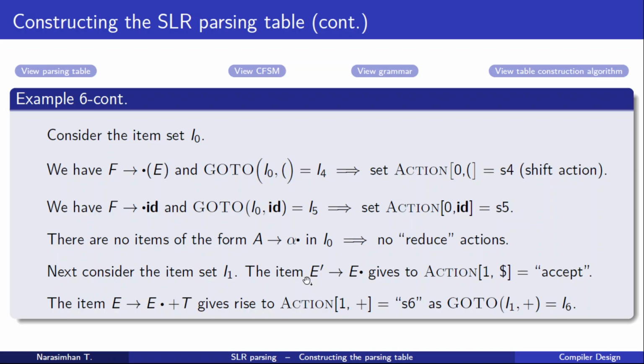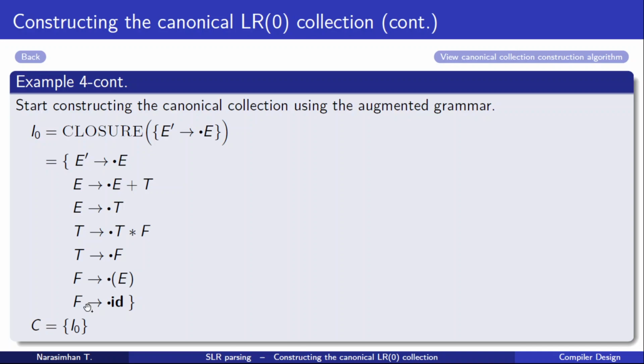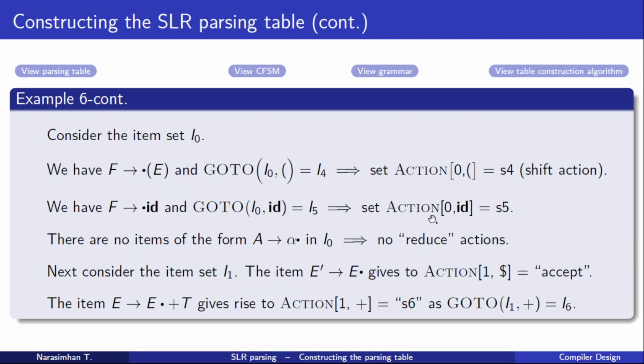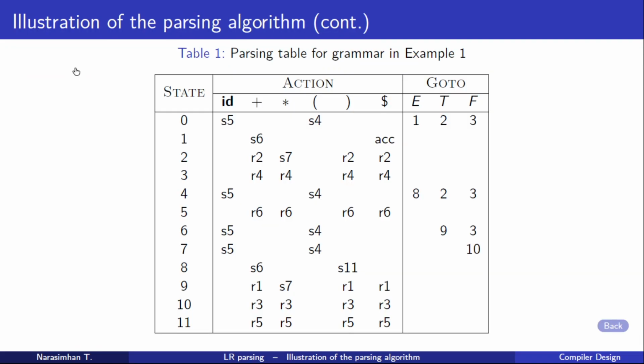Now the second shift item is F giving dot id. So you should check what is goto(I0, id). I0 and id takes you to I5. So the entry should be written as S5. Shift, next state is 5. So state 0, id is S5. There are no reduce items in state I0, so there will be no reduce entries here.